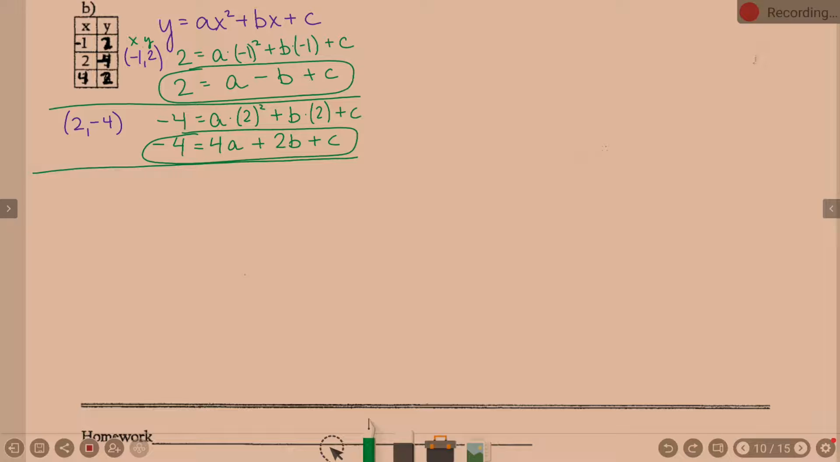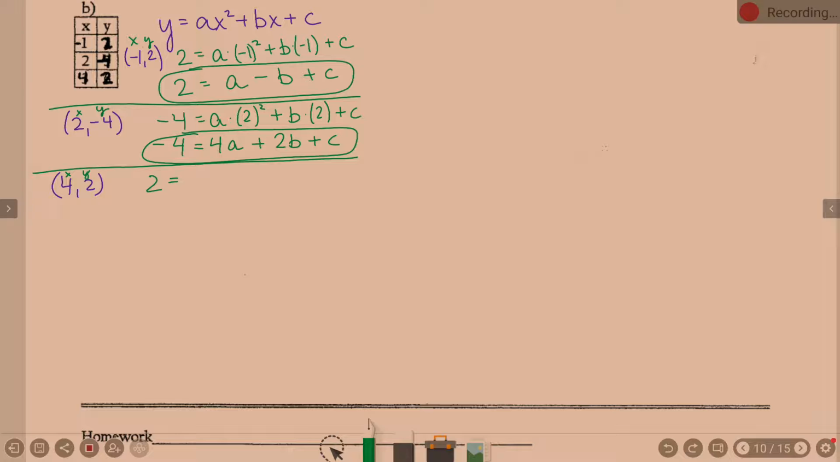And one last time. What am I doing this time? Yeah, we're plugging in our third ordered pair to get our third equation. So I'm plugging in 4, 2. y equals, which means I'm going to say 2 equals. I just realized I forgot to write x, y above them. Not that you necessarily need that, but I like to have it there.